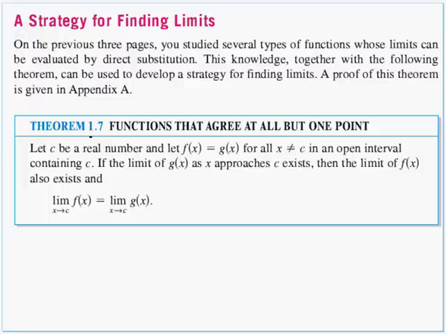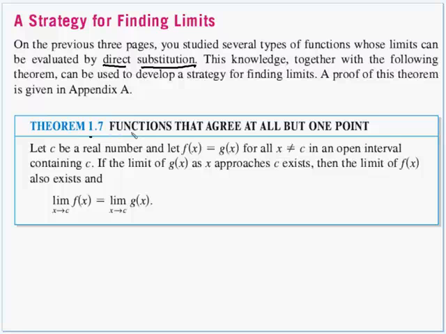Alright, let's continue section 2.3, Analyzing Limits. Have a little more fun here, and we're going to come up with a strategy for finding limits. On the previous 3 pages, you studied several types of functions whose limits can be evaluated by direct substitution. This knowledge, together with the following theorem, can be used to develop a strategy for finding limits. A proof of the theorem is given in Appendix A.